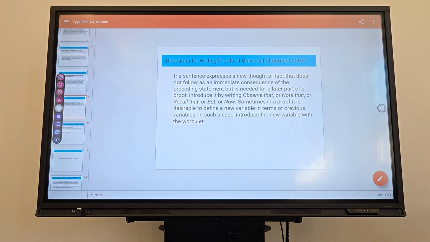Like, suppose x is an even number, therefore x is equal to 2k for some integer k. That's introducing a "let k be an integer such that n equals 2k," as an example.